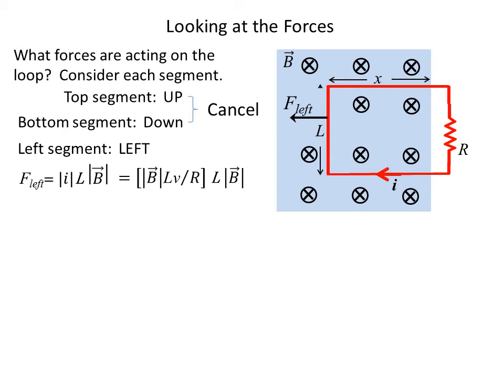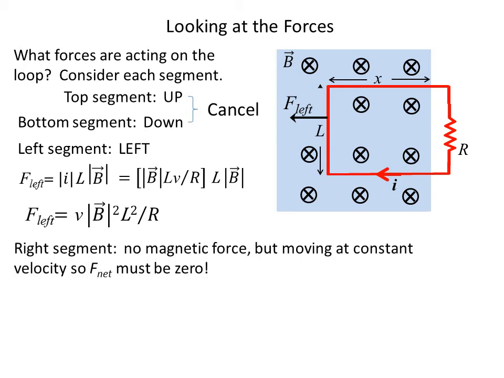And that's all multiplied by L times the magnitude of B. Simplifying, we get that the force to the left is the velocity times the magnitude of the magnetic field squared times the length squared divided by the resistance. The right segment, well, there's no magnetic force because there's no magnetic field there. But the loop is moving at a constant velocity, so F net must be zero. So there has to be a force to the right that balances the force to the left. So F right is equal to F left.